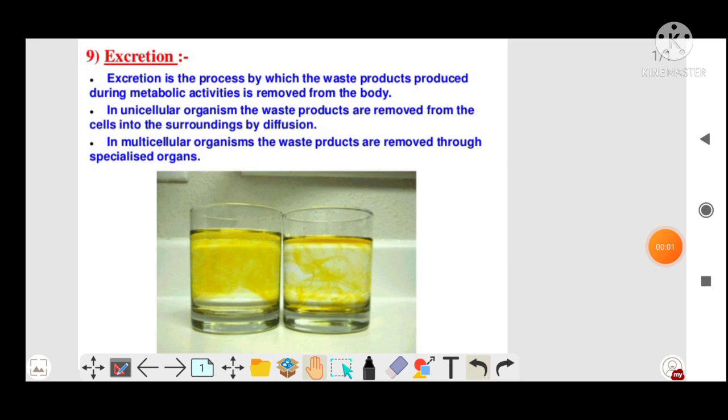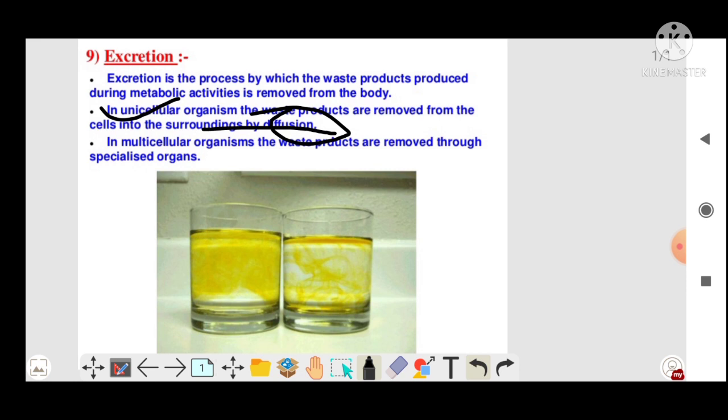Come to the last part, that is excretion. What is excretion? So simple. Excretion is a process by which waste products produced during metabolic activities are removed by the body. You should remember that in unicellular organisms, waste products are removed from cells into the surroundings by means of diffusion. It is a very important question.